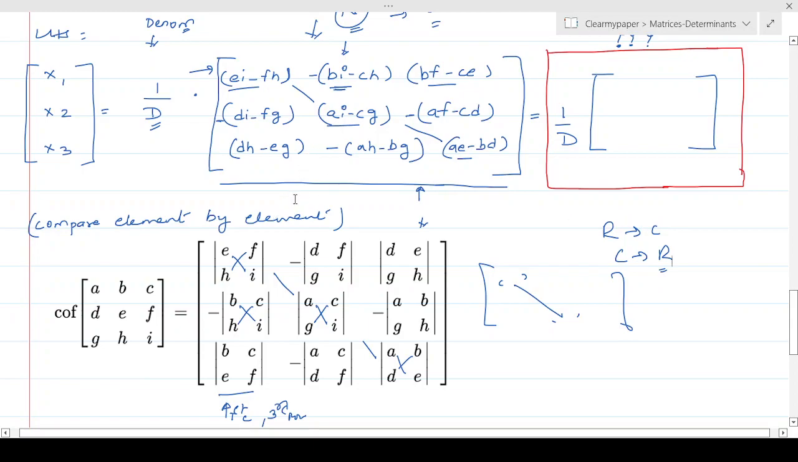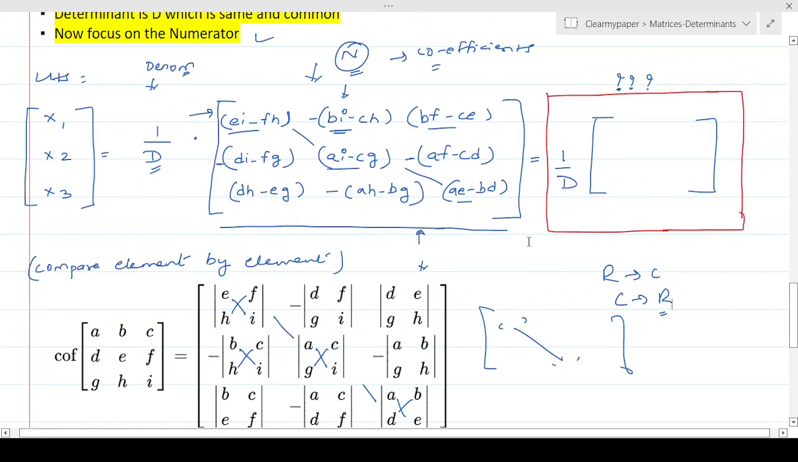What I can write in this red box, which is a fill in the blanks, is the inverse of a matrix, meaning the values of the variables x1, x2, x3, can be expressed as 1 over the common denominator, which is the determinant, multiplied by the transpose of the cofactor of the original matrix A. That's what it is, right? That's how I can write.